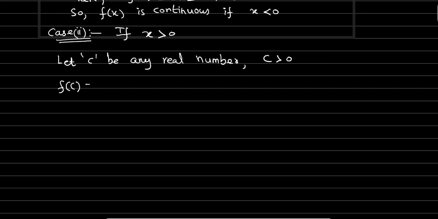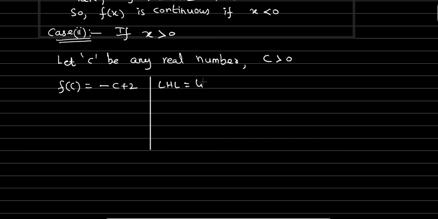So c is greater than 0, so the suitable function is the second function. The second function is f of x equal to minus x plus 2. Then f of c will be minus c plus 2. And as I explained, the left hand limit and right hand limit also take the same second function.